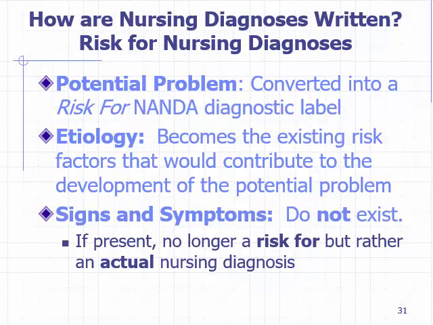The major difference between an actual nursing diagnosis and a risk for nursing diagnosis is that in risk for nursing diagnosis, there are no signs or symptoms. No as evidenced by. They do not exist. If signs and symptoms are present, the diagnosis is no longer a risk for, but rather an actual nursing diagnosis.